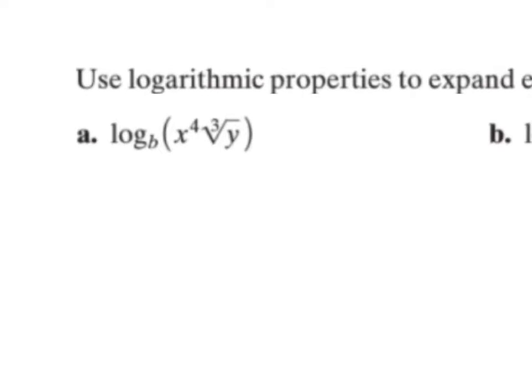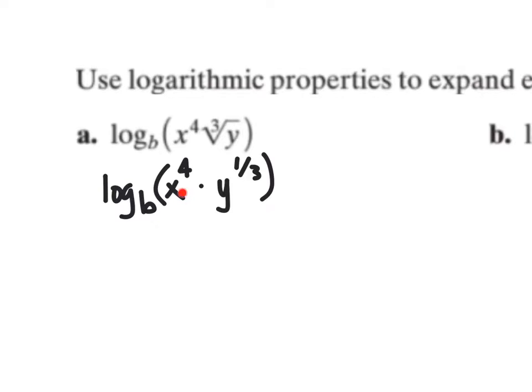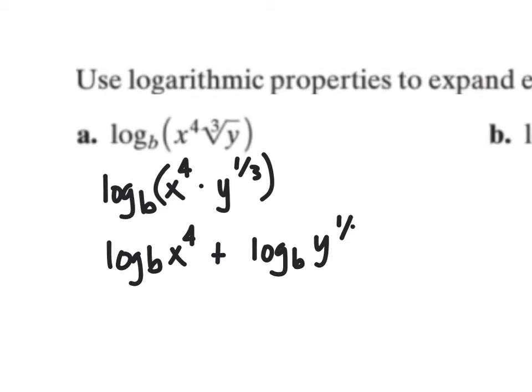So a couple things here. Let me rewrite this. This is log base b, all right? And these are kind of involved. So log base b of x to the 4th times, and let's rewrite this as y to the 1/3 power. Now, the first thing I want to do is expand these out because I've got multiplying these two things here. So we want to expand it out using the product rule. So log base b of x to the 4th plus log base b of y to the 1/3.